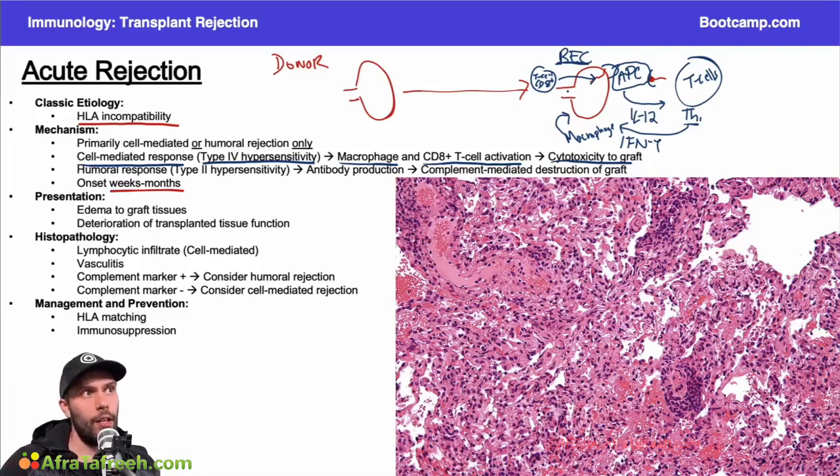Now, if this happened, what would you expect to see on histopathology? Well, you'd expect to see a whole bunch of T cells at the site of the graft, right? So CD8 positive T cells, potentially these are CD4 positive, talked about that, T helper 1 cells. You'd expect to see a whole bunch of these, and macrophages too, all around the graft. And so a good image of that is depicted here.